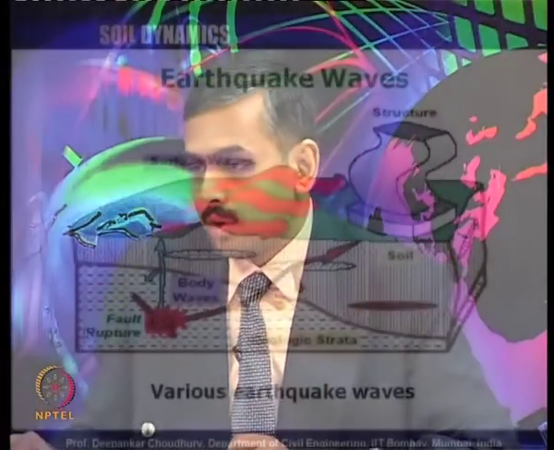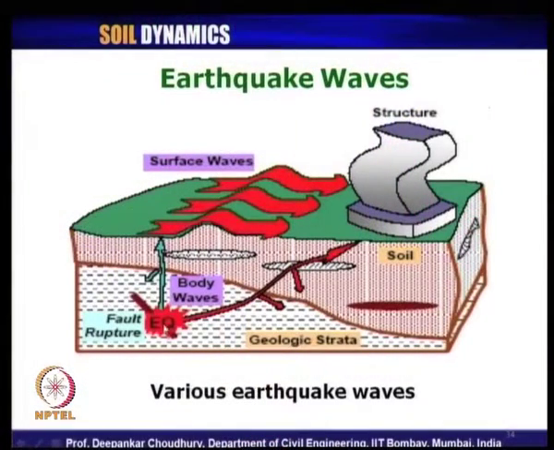So, this is once again what we have talked about, just various earthquake waves. You can see the fault rupture at that point, the focus point, this is the earthquake focus, and if you take a vertically upward line which hits the ground surface, that point on the ground surface is called the epicenter.